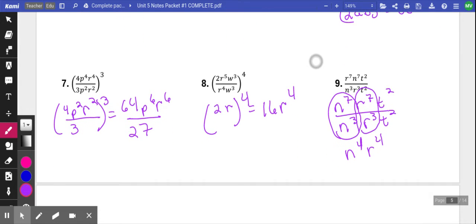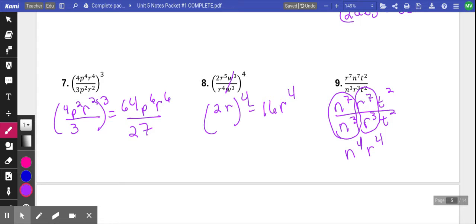7, again, I simplified what's inside first. So p to the 4th divided by p squared, I keep the base, I subtract the exponents, p squared. R to the 4th divided by r squared, I keep the base, subtract, that's r squared. I then cube everything, so it's 64 p to the 6th r to the 6th over 27. 8, again, I simplify inside. W cubed divided by w cubed, that's 1, because anything divided by itself is 1.